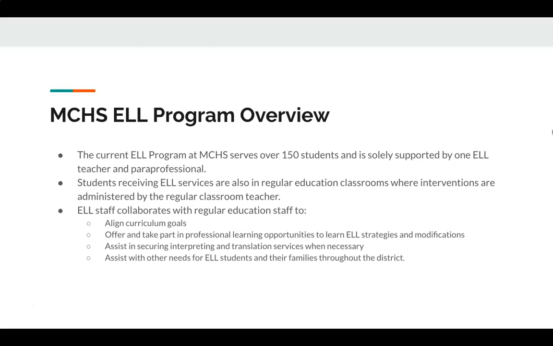The current ELL program at the high school serves over 150 students and is solely supported by one ELL teacher and paraprofessional. Now, we do have students receiving ELL services in regular education classrooms, and those interventions are administered by the regular classroom teacher. ELL staff collaborates with regular education staff to align curriculum goals. They offer and take part in professional learning opportunities to learn ELL strategies and modifications. There's assistance in securing interpreting and translation services when necessary, and they also assist with other needs for ELL students and their families throughout the district.